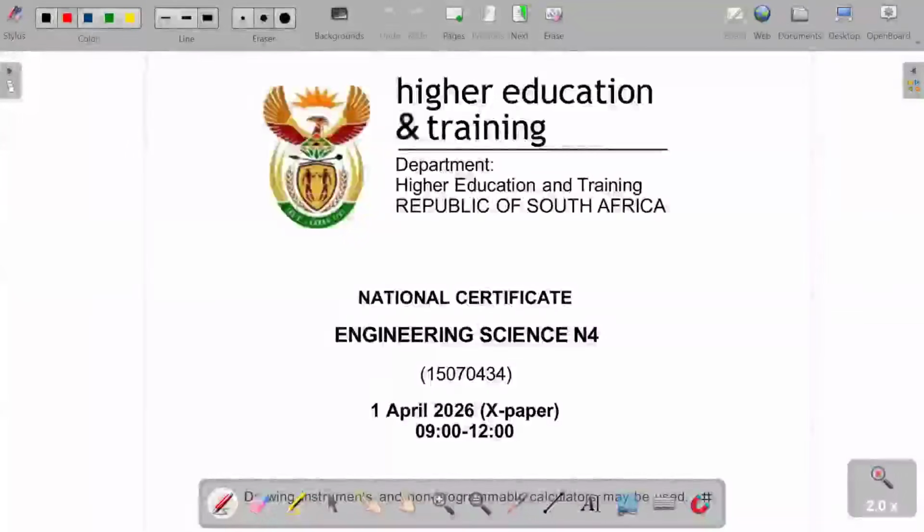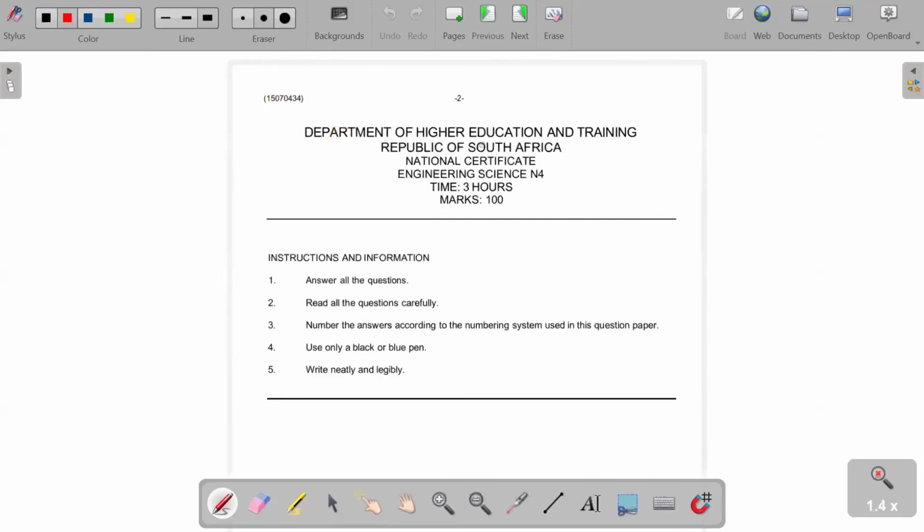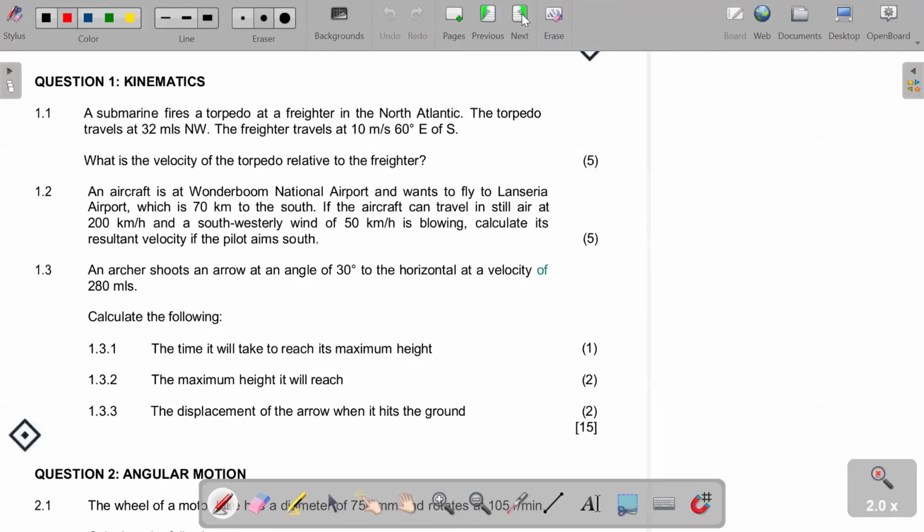This is the revision of the Engineering Science N4 paper that was written April 2026. So without wasting much time, let's quickly go into the revision. I'm skipping the instructions there for the sake of time and progress, but I do advise when you are in the exam, go through them and understand them very well.